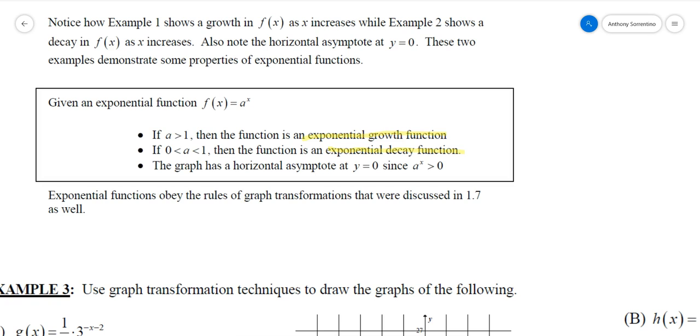Each graph has a horizontal asymptote at y equals 0, since a to the x is greater than 0. Just remember, though, the horizontal asymptote for a growth function is left only, the left side of the graph only, and for a decay function, it's the right side of the graph only. It's not like a rational function where I have a horizontal asymptote where the end behaviors are working on both sides of the graph. They're only on one side only.